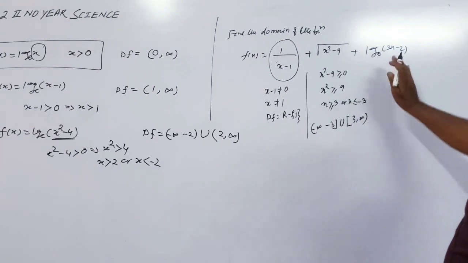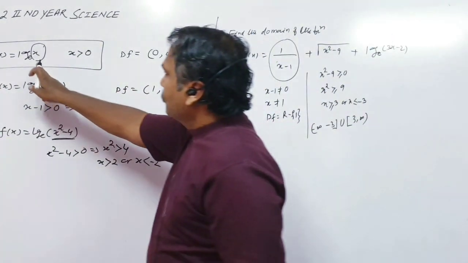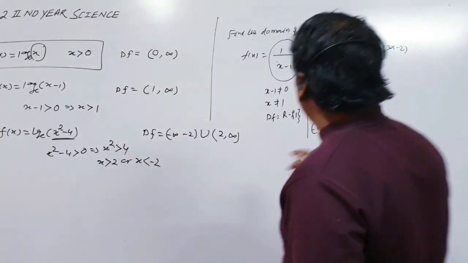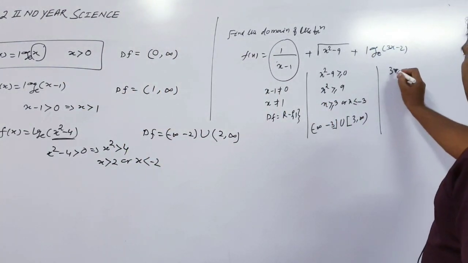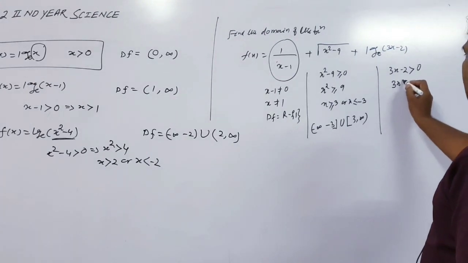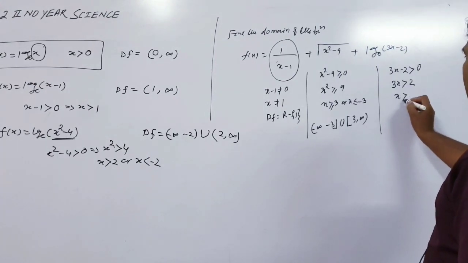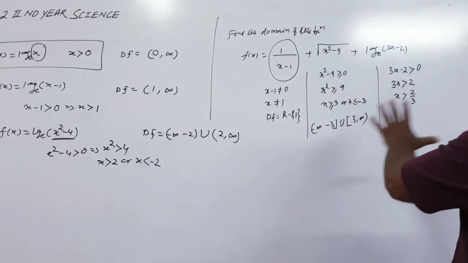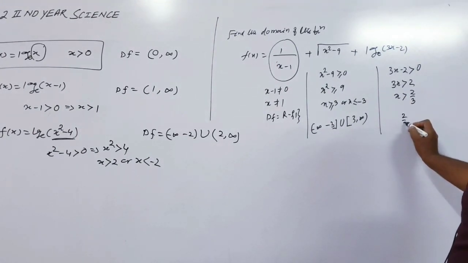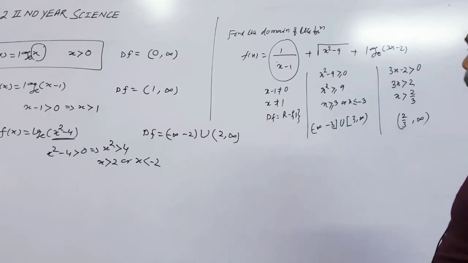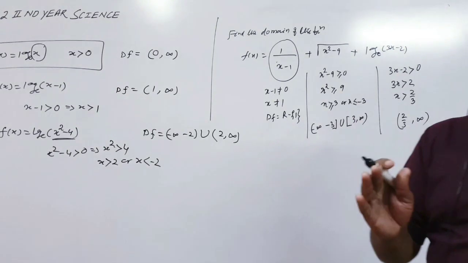Now the third case is this one. So this must be greater than 0. This is the logic. Now here 3x minus 2 is greater than 0. 3x is greater than 2. x is greater than 2 by 3. Now what is the domain of the function? Here 2 by 3 up to infinity. So now what is the interval we need to find out?